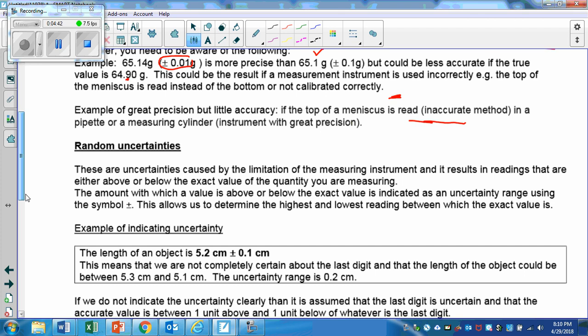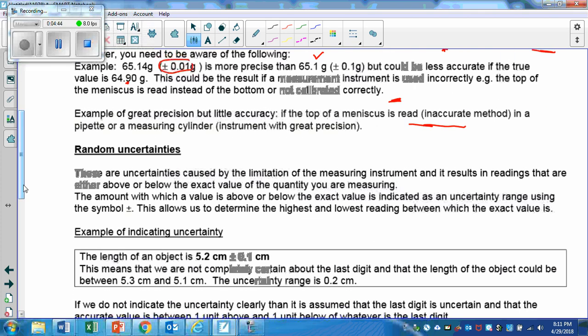So let's talk about what kind of errors we deal with whenever we do these experiments. We have random errors, random uncertainties. These are the uncertainties or errors caused by the limitation of the measuring instrument, or by not recording the value correctly. It results in readings that are either above or below the true value. The amount by which the value is above or below is indicated as an uncertainty range, and we show the range by plus minus. So it is plus, above the true value, or minus, below the true value.